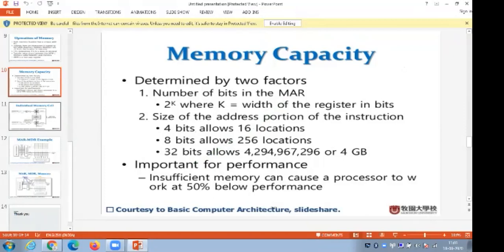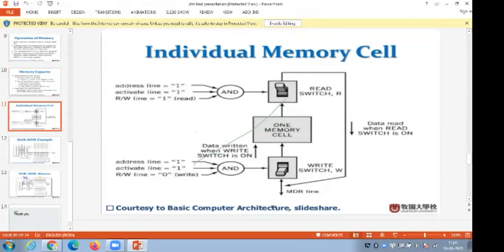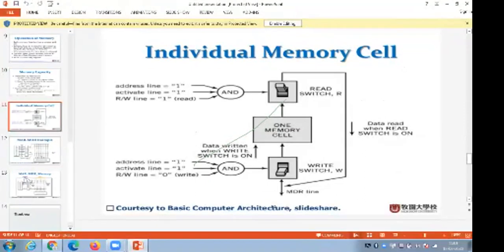Next slide. This is an individual memory cell. First, this is the read switch, which is nothing but R. This is one memory cell. A cell is nothing but a location, a location where the information is stored in the memory, and the memory consists of a number of cells.